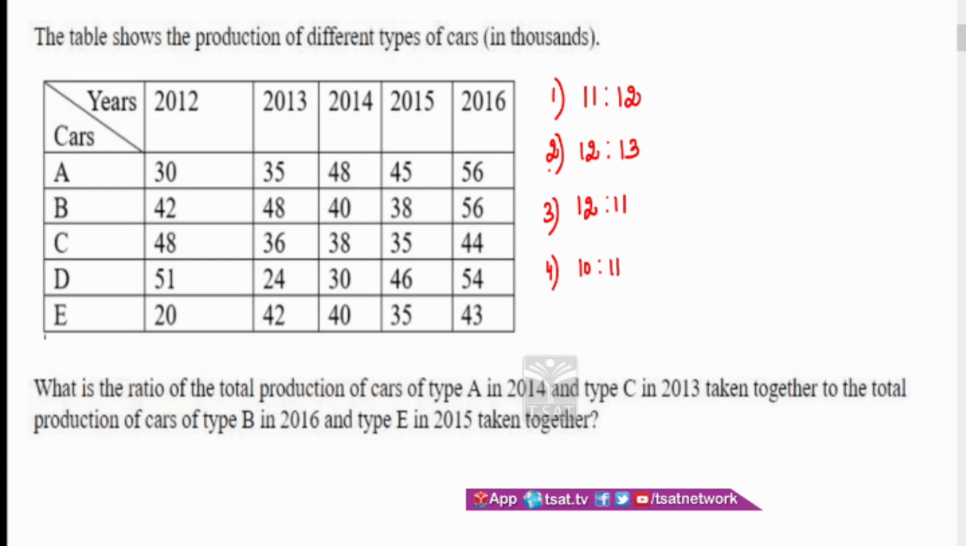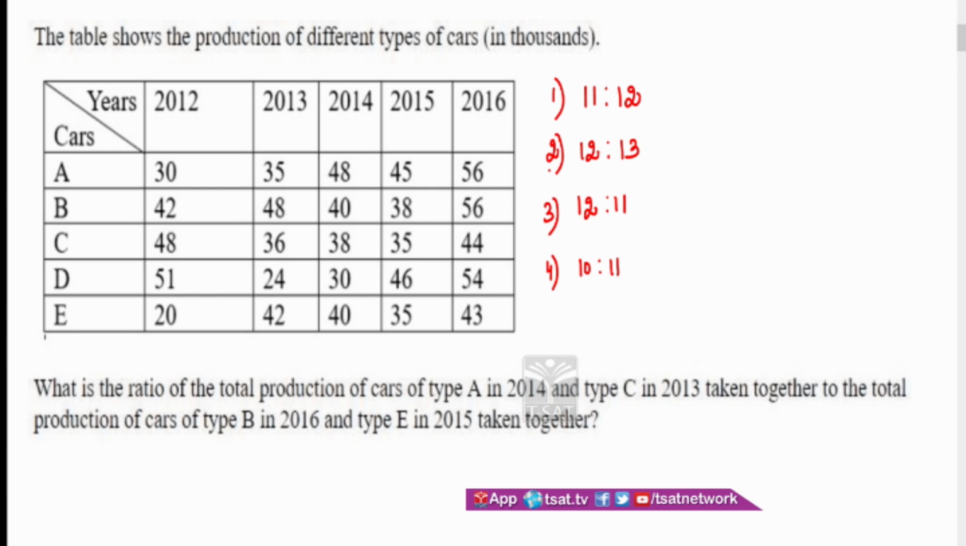Now look at here, A, B, C, D, E. There are 5 rows, A, B, C, D, E, and the years 2012, 2013, 2014, 2015, 2016 are given in terms of columns. If you ask me about 2012, type A cards produced: in 2012 there are 30 cards produced by type A. So if I highlight here, these are 30 cards produced by type A in 2012. 42 cards produced by type B, 48 cards by type C, D 51, and E 20,000 cards produced in 2012. So this is how you have to look at the data.